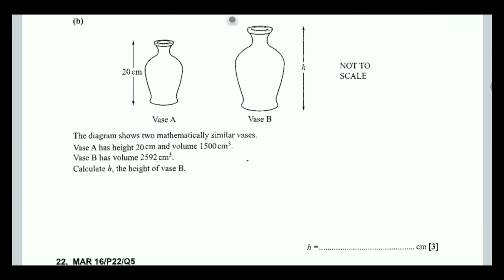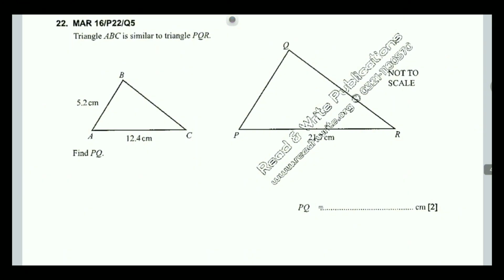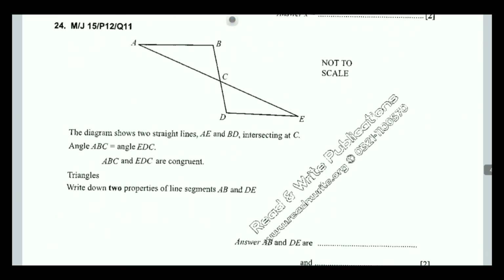So this is again the same of mathematically similar shapes. Volume question. Volume 1 is 1500, volume 2 is 2592. Height of one is 20, height of second you have to find, and cube. So how to make B the subject? As I told you above, take cube root on both sides, make B the subject of the equation, put the values in calculator, and we will get the value 24. So you can solve this question by yourself. This is also a very easy question.